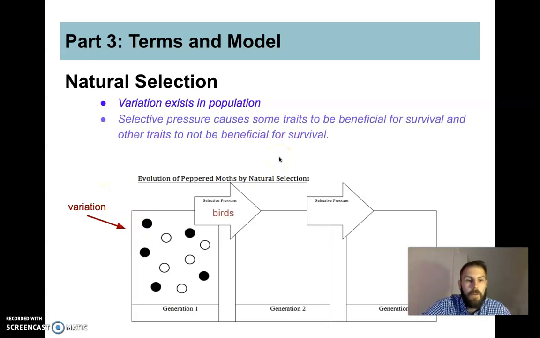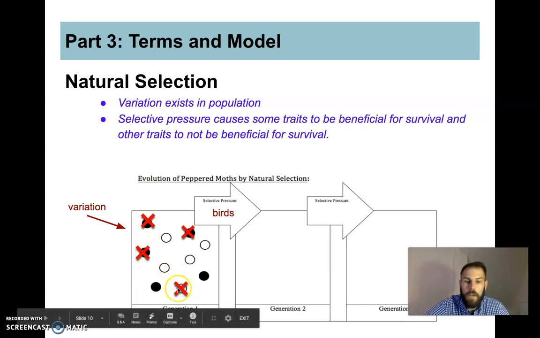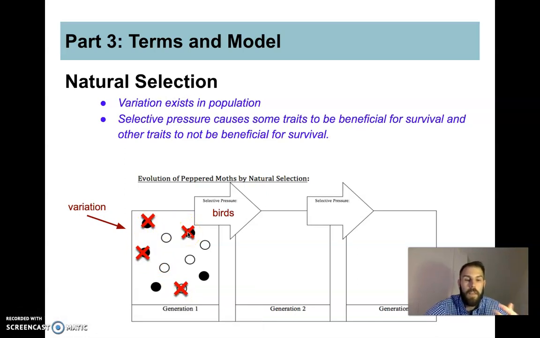Now, there's also going to be some type of selective pressure that causes some traits to be beneficial for survival and other traits not to be. In this case, our selective pressure is the birds, our predators. With the light forest, the lighter white background on the trees, the black moths really stick out. So the birds are going to pick them off, and they're not going to survive. Some white moths will get picked off too, but it's probably the black moths that are most easily seen and eaten the most.